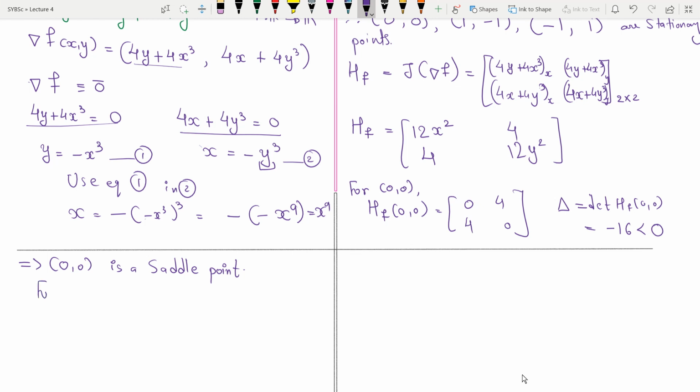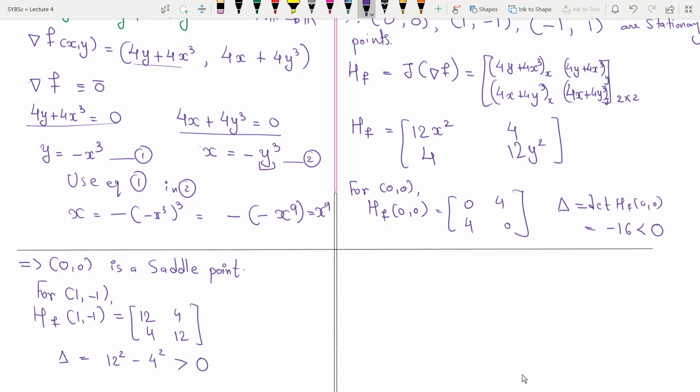So for (1, -1), what I need to do is find out the Hessian at that point (1, -1). That is the same as, at the point, in place of x I should write 1, that is nothing but 12, 4, 4. In place of y I should write -1, so it is again 12. Okay, so I just need to find the delta value, that is nothing but the determinant. So it will be 12 squared minus 4 squared. Definitely it will be greater than 0.